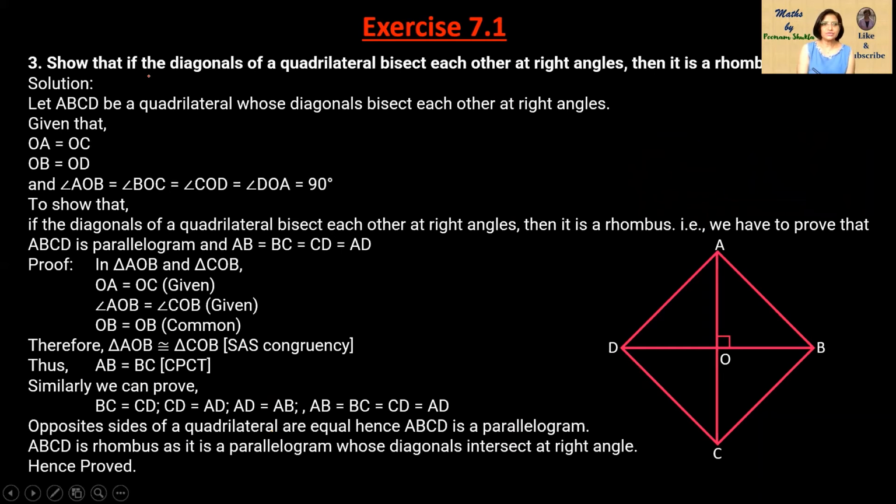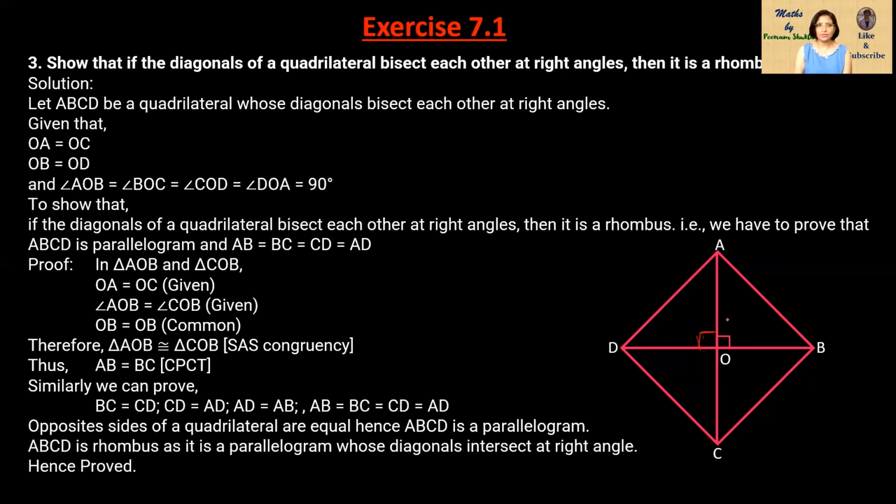Question number 3, show that if the diagonals of a quadrilateral bisect each other at right angles, then it is a rhombus. So what is given is that the diagonals are bisecting each other perpendicularly. We have to prove that this is a rhombus.